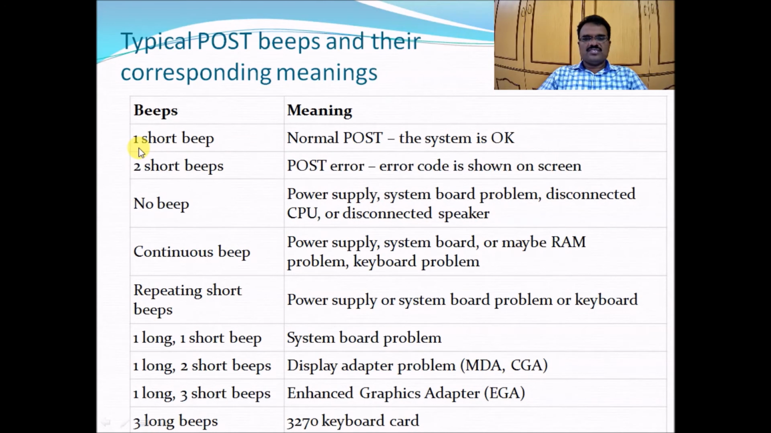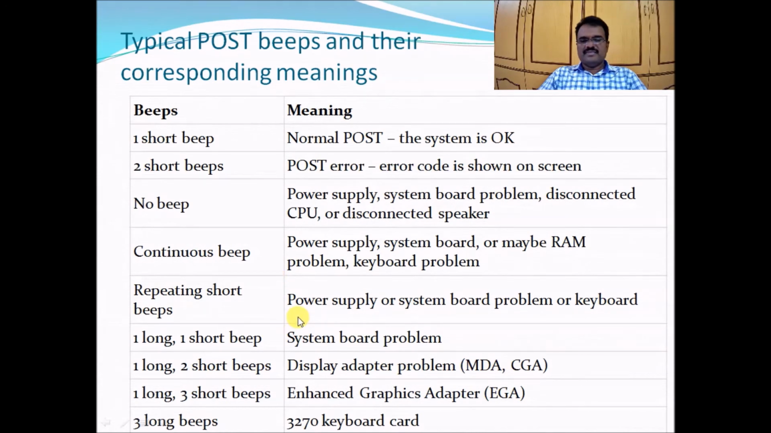If you get a short beep, that is a normal POST, the system is okay. Two short beeps: a POST error code is shown on the screen. No beep: power supply, system board problem, disconnected CPU, or disconnected speaker. These are the possible problems if no beep sound comes. Continuous beep: power supply, system board, maybe a RAM problem or keyboard problem. If any problem persists in this area, it gives a continuous beep.